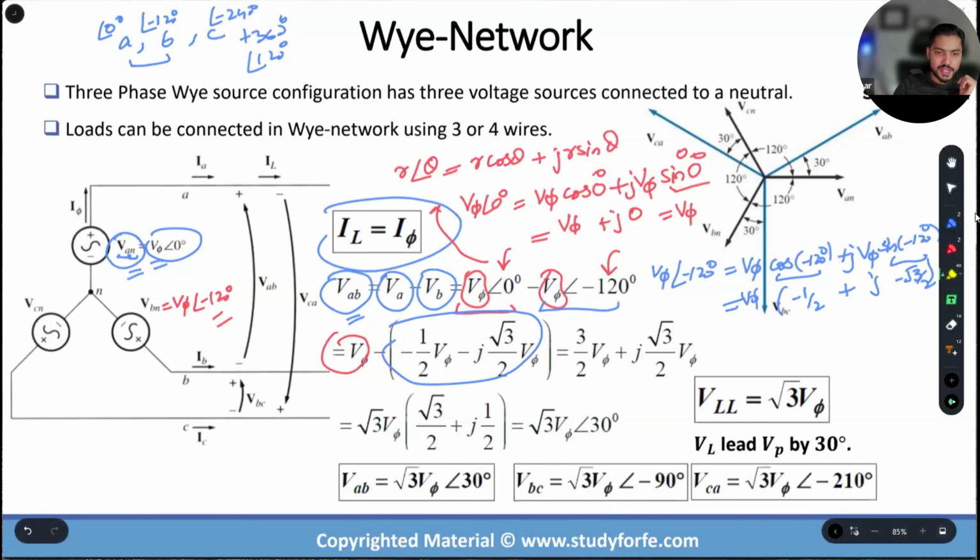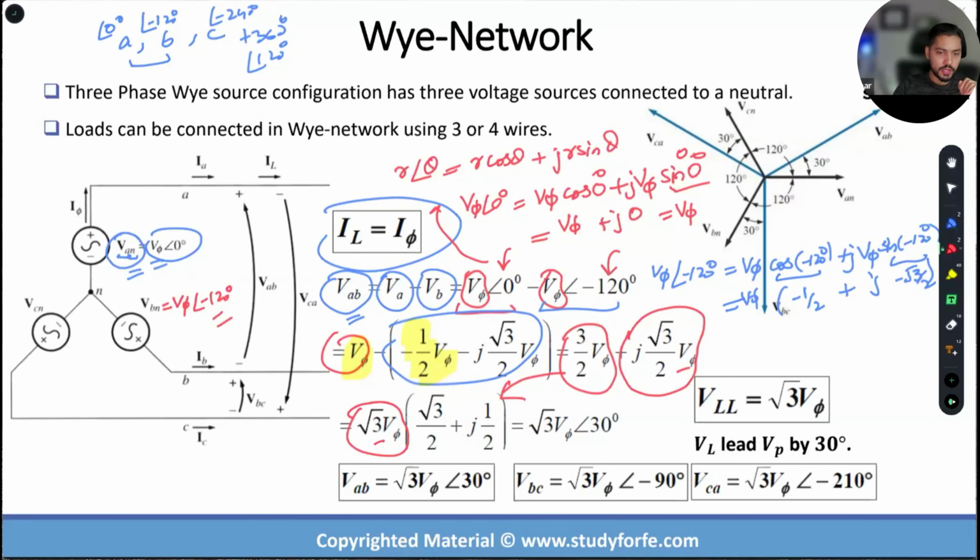Now what I'm going to do is I'll simply collect the real terms together, and I'll keep the imaginary term on the side. This will result in 3 by 2 V phase plus j times square root 3 by 2 V phase. Now, if I were to go back into the polar domain by first extracting square root 3 and V phase, because remember, in 3 by 2 V phase, I can actually write this as square root 3 dot square root 3 by 2 V phase.